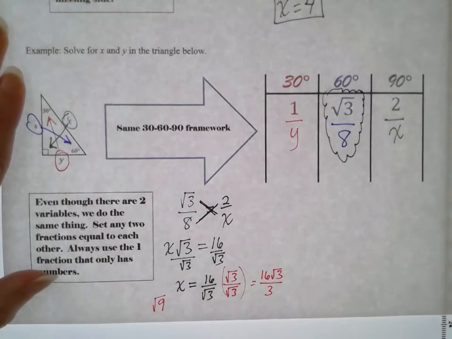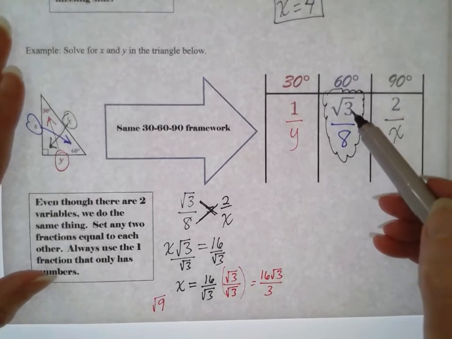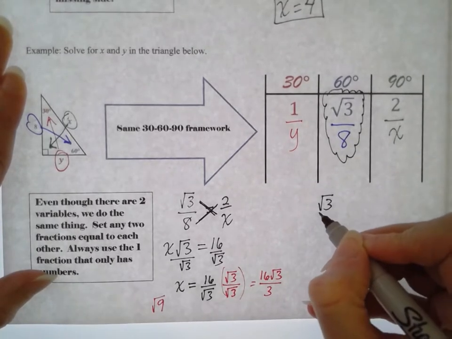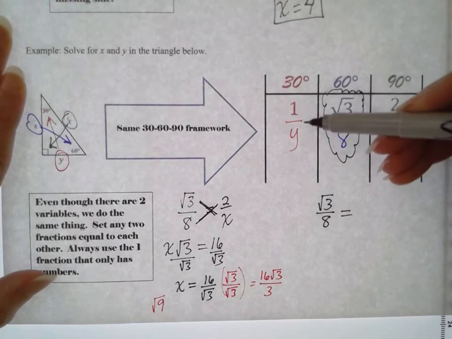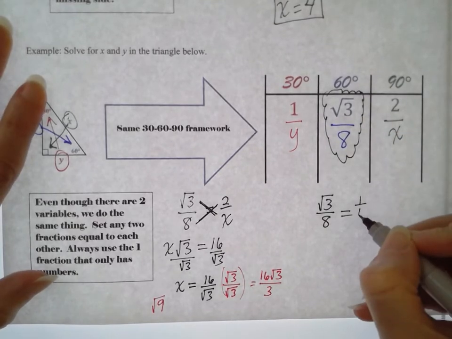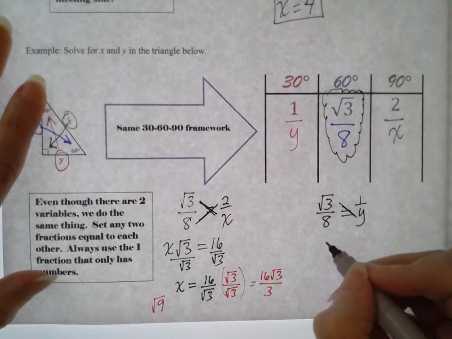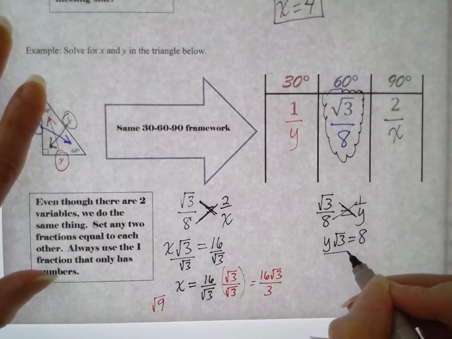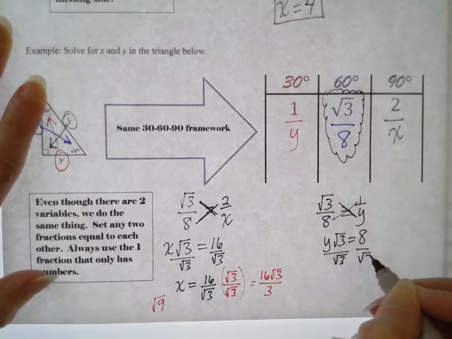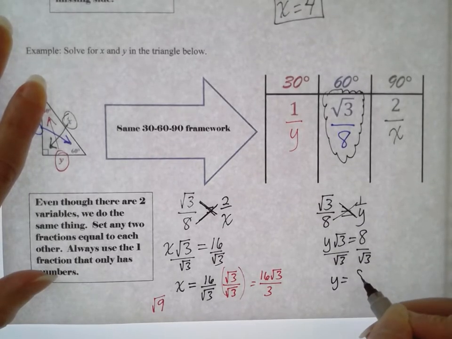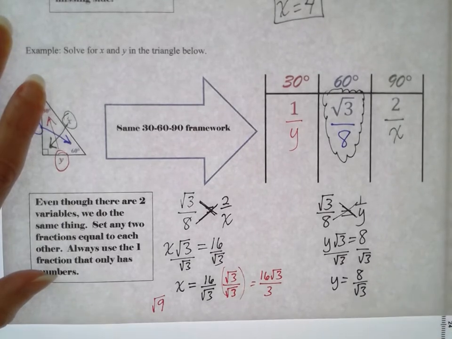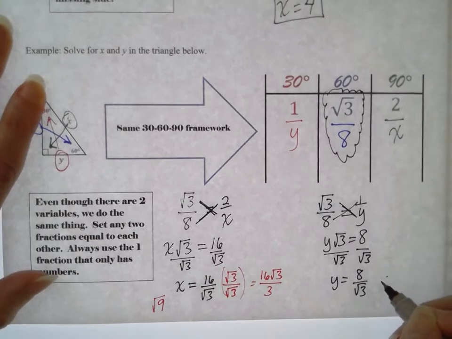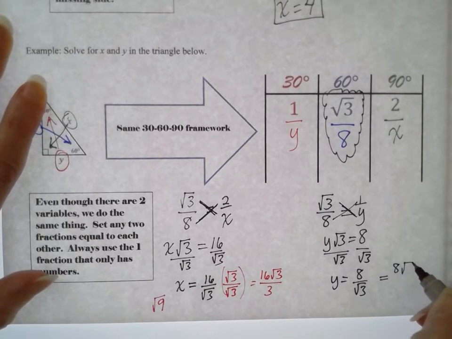Now I'm going to do the same thing, but I'm going to find y. So again, I start with the fraction that has only numbers. Square root of 3 over 8 is equal to the fraction with the y, 1 over y. I cross multiply. I get y square root of 3 is equal to 8. I get y by itself by dividing both sides by the square root of 3. And I get y is 8 divided by the square root of 3. If you do not have to rationalize, you may leave it right there. If you do rationalize this, then your answer ends up being 8 square root of 3 over 3.